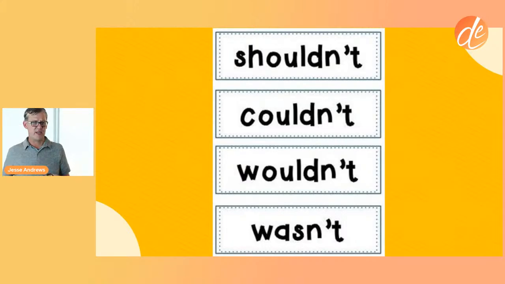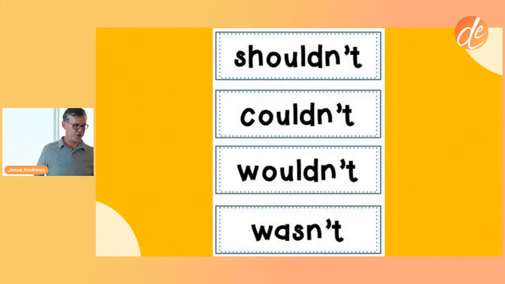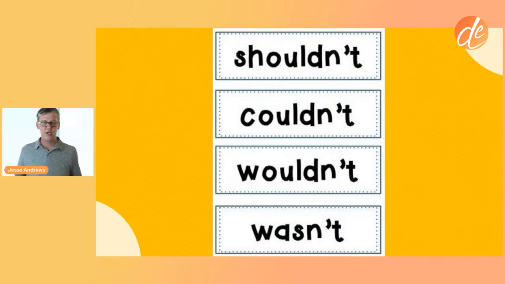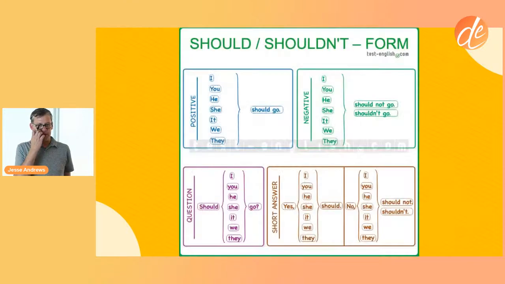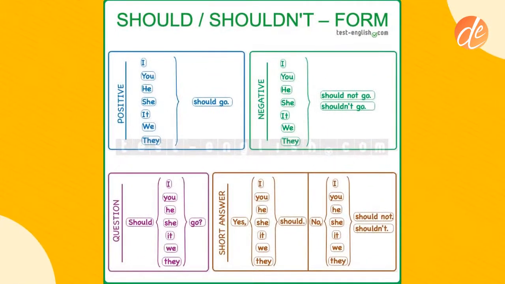Sorry, that's just a slide there of your negatives and how they are correctly written. So should not, shouldn't, could not, couldn't, would not, wouldn't. All right, and then our next one. So here, this is going to be the same for couldn't and wouldn't. The phrase stays the same.